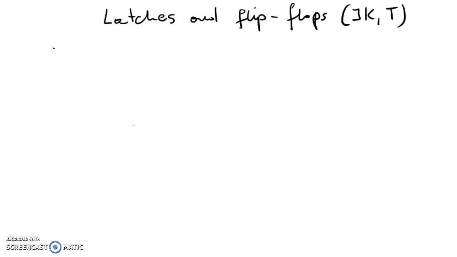Hi, in this mini lecture I will introduce JK and T-type latches and flip-flops as a 1-bit memory. You know already SR and D-type flip-flops or latches, and let's recall what is the difference between the latch and the flip-flops. The difference is in triggering conditions, or the condition which allows the memory to change its value.